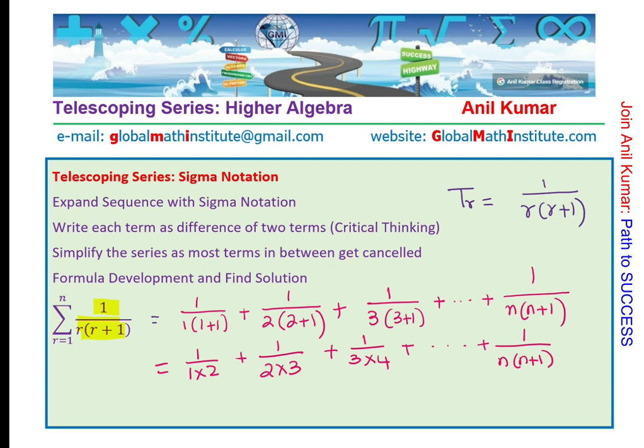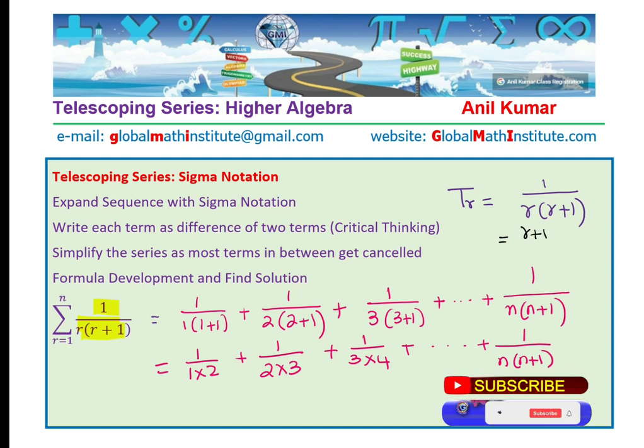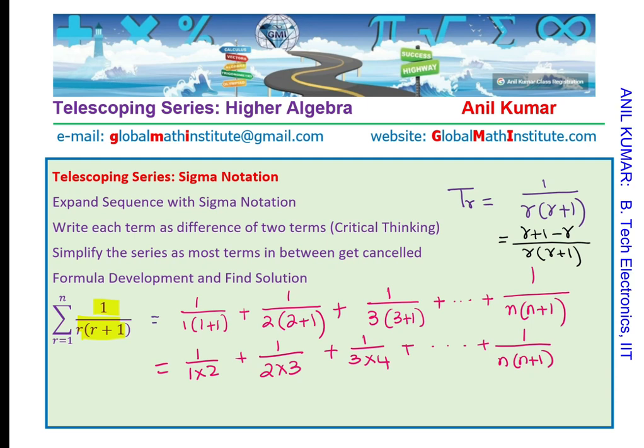You see, we have the general term as 1 over r times r plus 1. So I could write this 1 as what? I could write this as r plus 1, right? But we need only 1 on the top, so minus r makes sense, over r times r plus 1. Do you see this concept? What I did is that I wrote 1 in the numerator as r plus 1 minus r. Does that help you a bit? I think it does, right?